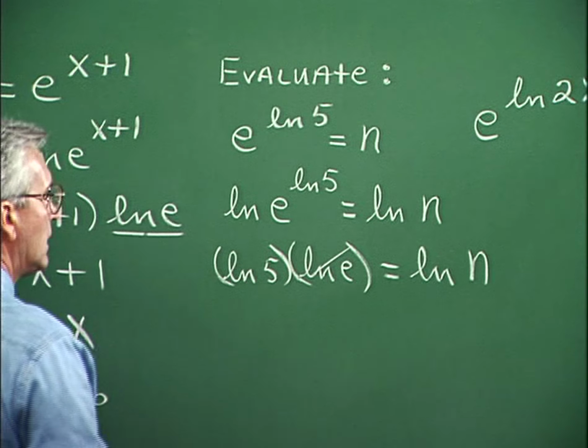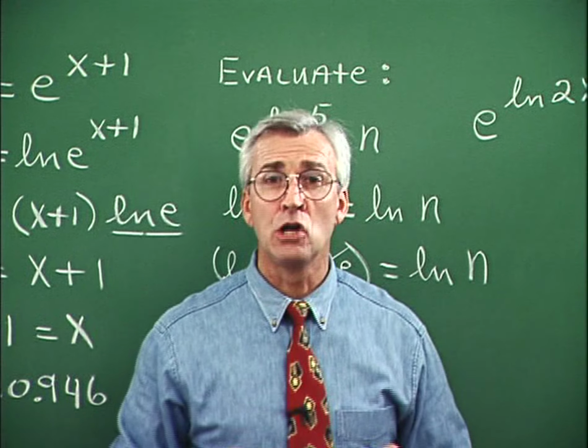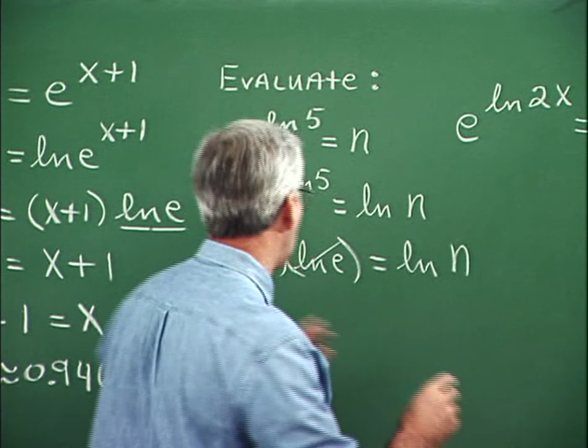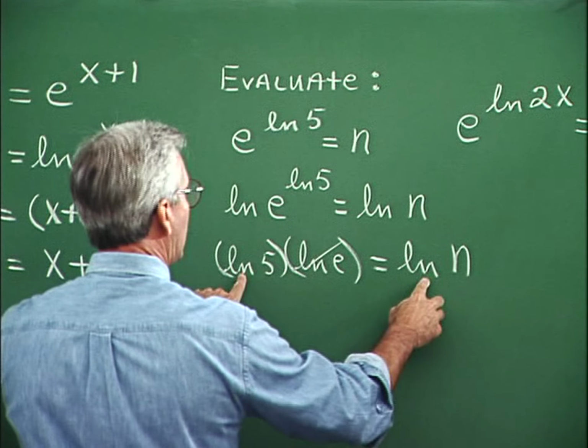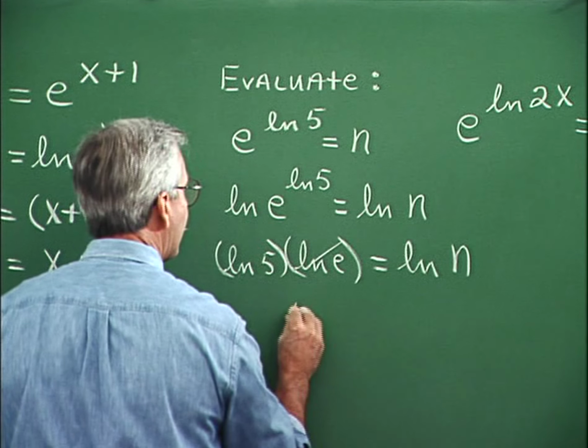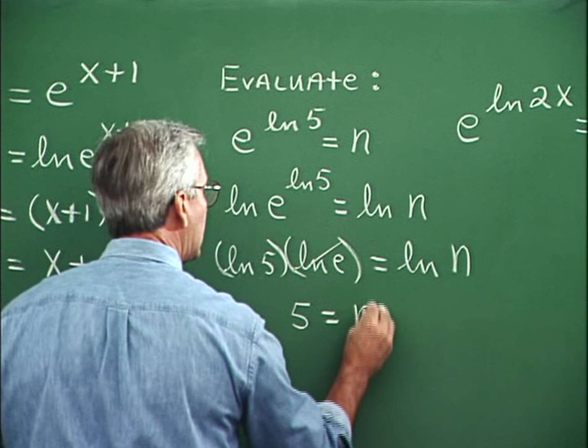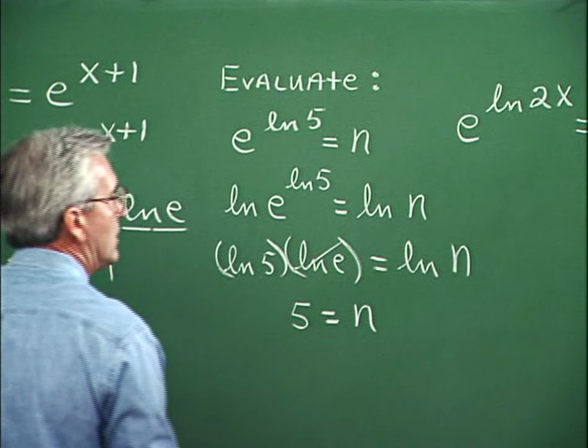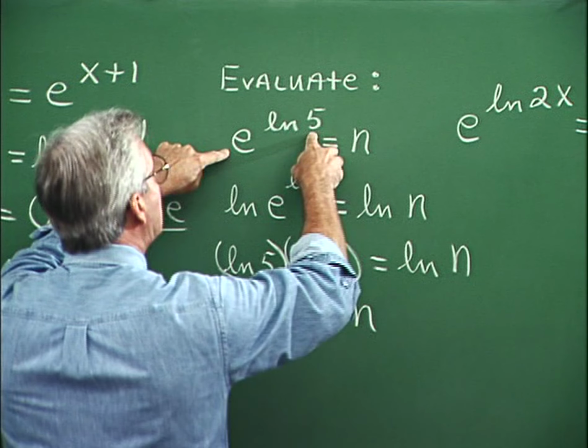Now, suppose we have an operation at our disposal called anti-logarithm, undo logarithm. So we have the logarithm of something on both sides. These logarithms have the same base, so we can undo logarithm on both sides to that base. And we have then that 5 is equal to n. So n is 5. If n is 5, then this evaluates to 5. That is, e to the ln x is equal to x.